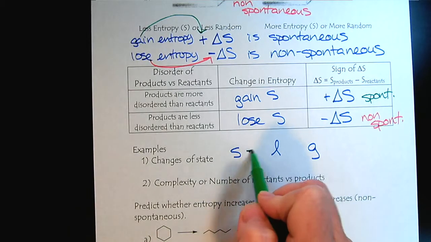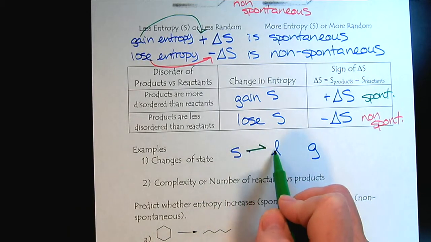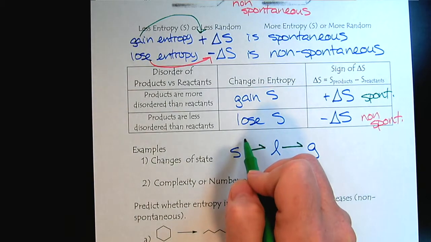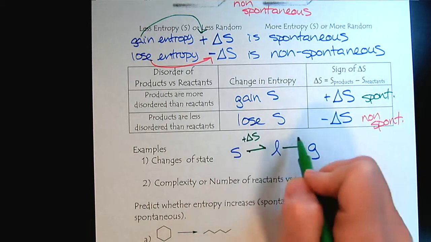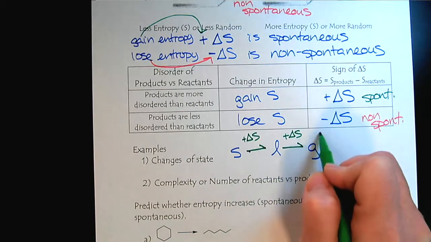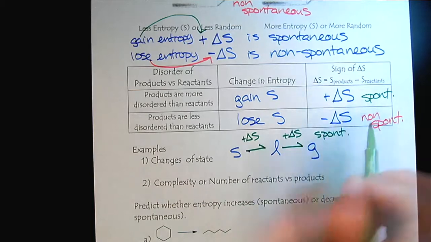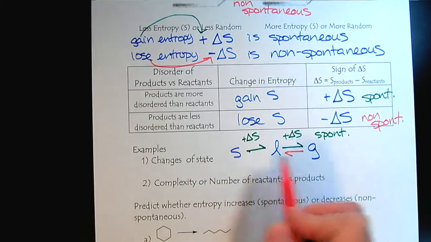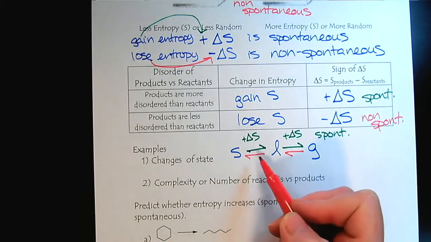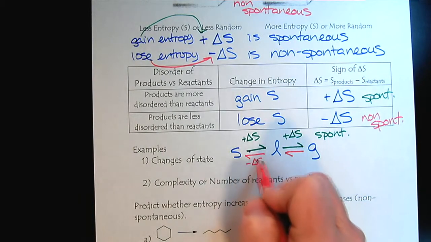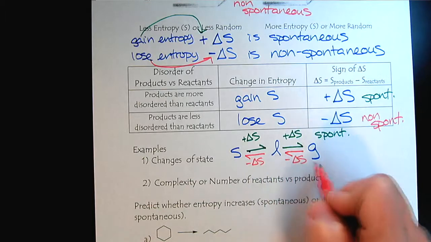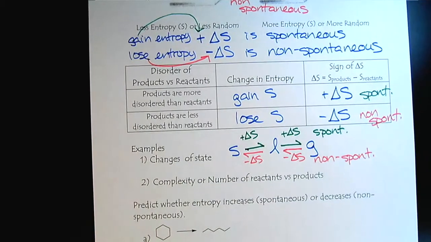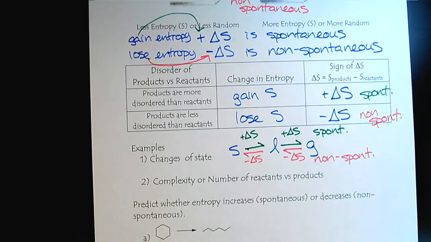So as we move from a solid to a liquid, we gain entropy, and from a liquid to a gas. So these are plus delta S. These would be spontaneous. The reverse, to go from a gas to a liquid or from a liquid to a solid, in this case, we're losing entropy. So these would be the non-spontaneous phase changes. And we know a little bit about that.